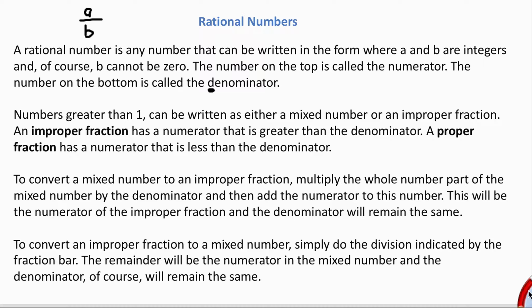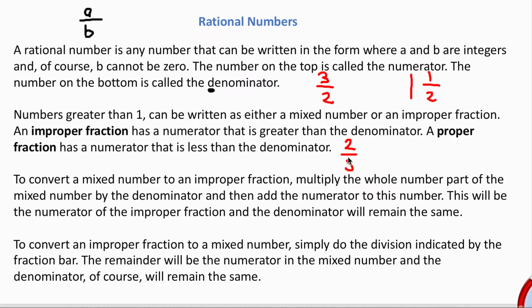Numbers greater than 1 can be written either as a mixed number or an improper fraction. An improper fraction has a numerator that's greater than the denominator. A proper fraction has a numerator that's less than the denominator. Okay, so here's an improper fraction. Improper. It can also be written as a mixed number. 3/2 is the same thing as 1 1/2. A proper fraction looks like this, 2/3, where the numerator is smaller.